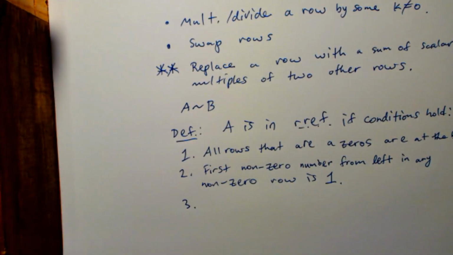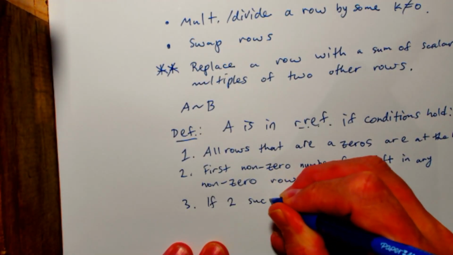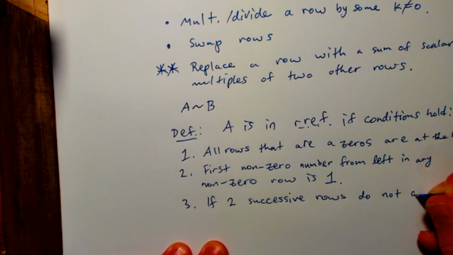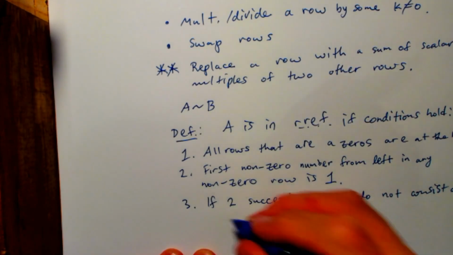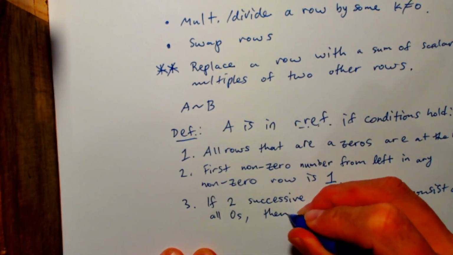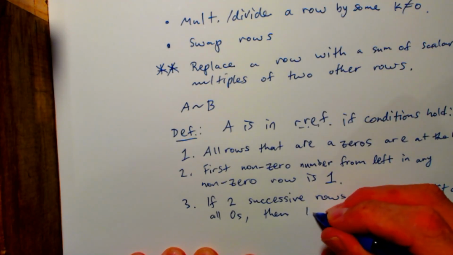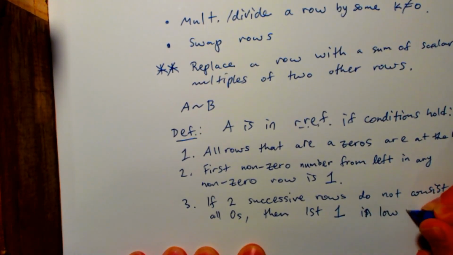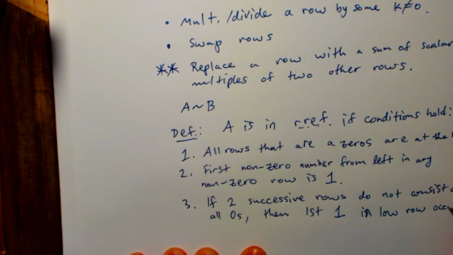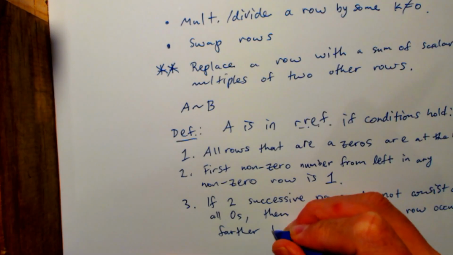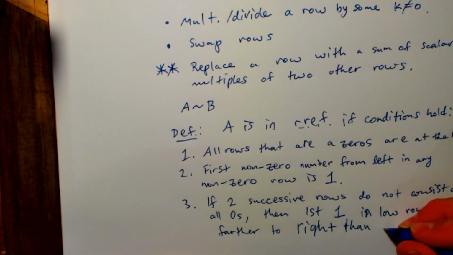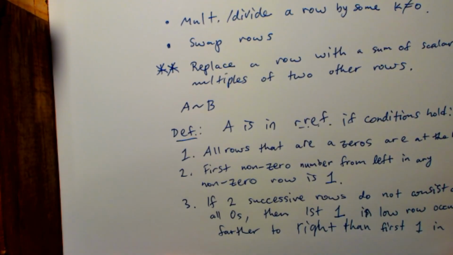Alright, so the third thing that we require for this matrix to be in row reduced echelon form is if 2 successive rows do not consist of all zeros, then the first one in the lower row occurs farther to the right than the first one in the higher row.